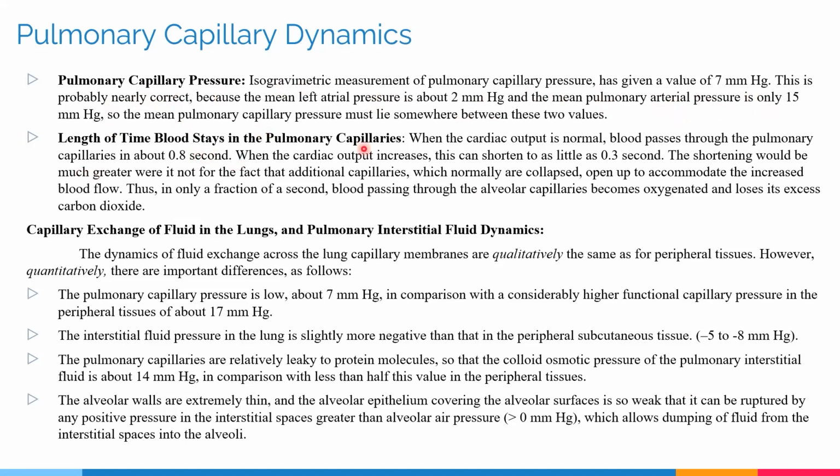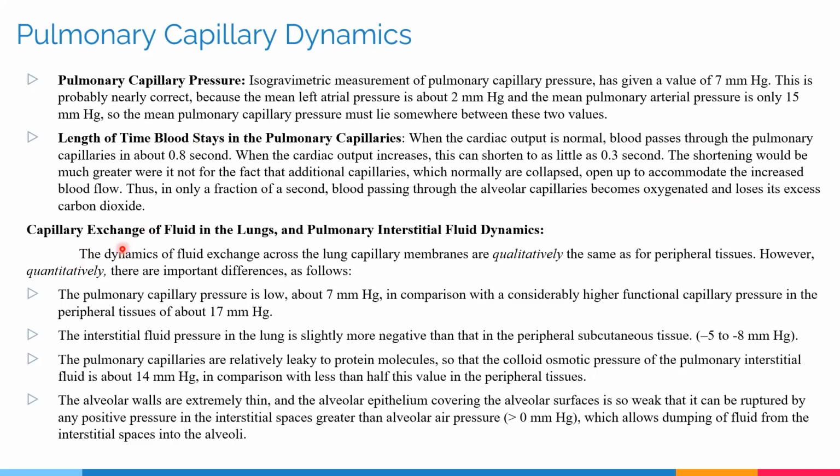The length of time the blood stays in the pulmonary capillaries. When the cardiac output is normal, blood passes through the pulmonary capillaries in about 0.8 seconds. When the cardiac output increases, this can shorten to as little as 0.3 seconds. The shortening would be much greater were it not for the fact that additional capillaries, which normally are collapsed, open up to accommodate the increased blood flow. Thus, in only a fraction of a second, blood passing through the alveolar capillaries becomes oxygenated and loses its excess carbon dioxide.